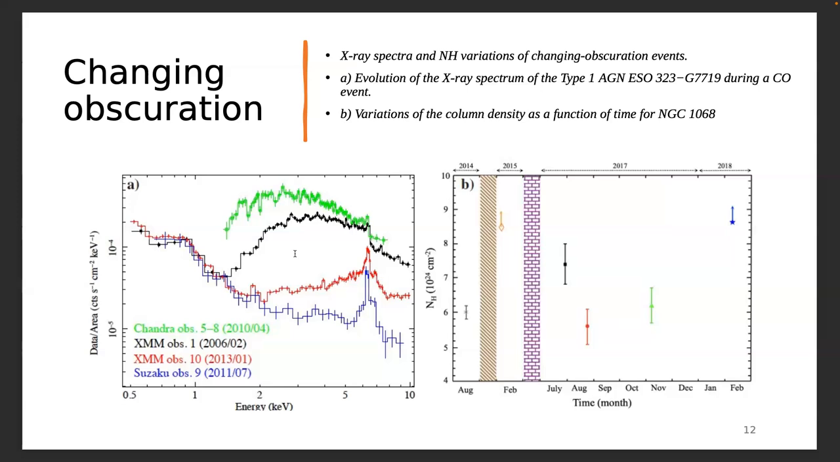A change of about 50% in the area can cause a change like the blue to green. Yes, because it is of the order of, for example, this red one is 5 times 10 to the 24, and this one is 8 times 10 to the 24. So this makes a lot of change in the soft X-ray part. When you are talking about, for example, this part, it's around the 2 keV region. So below the 2 keV region, this will make a significant difference.